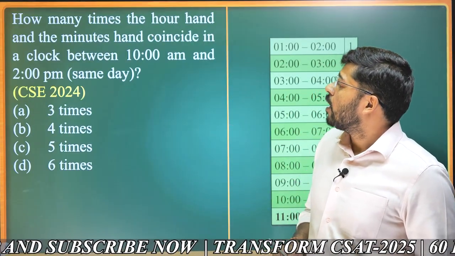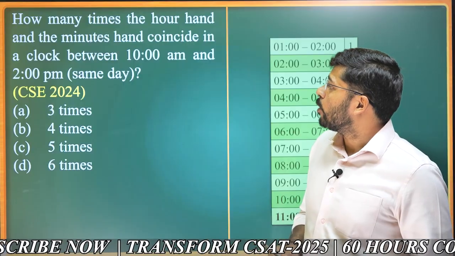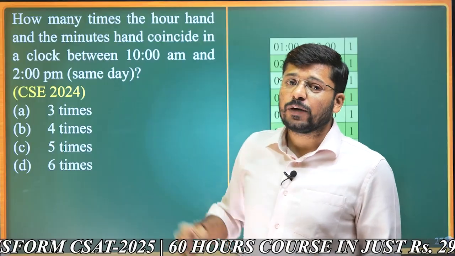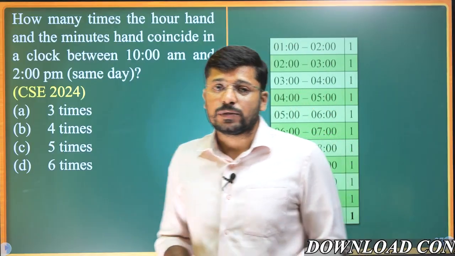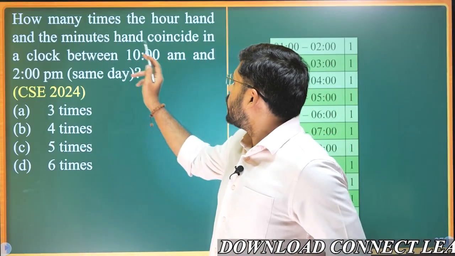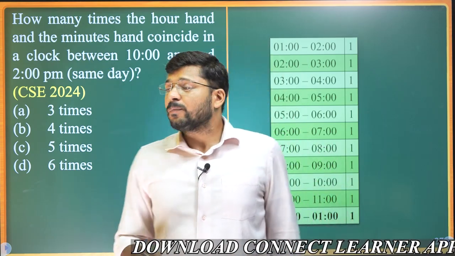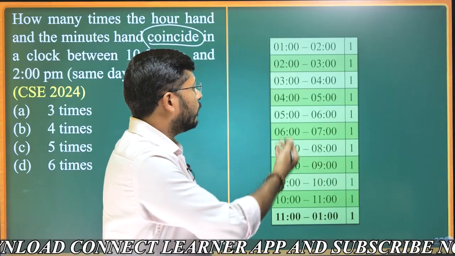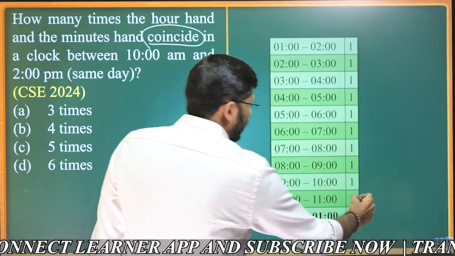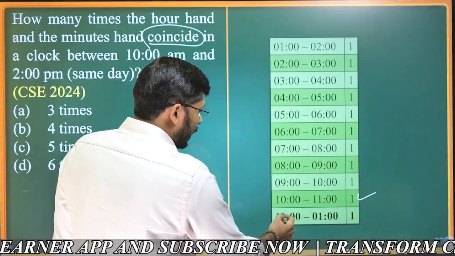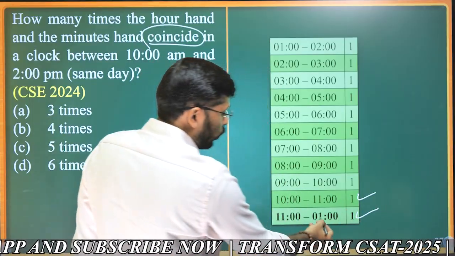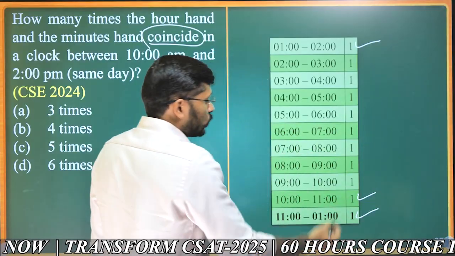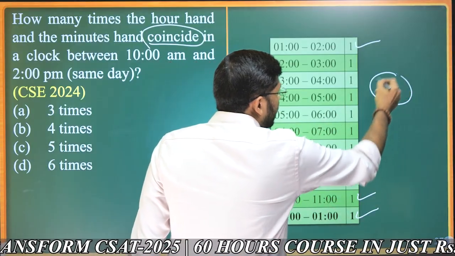How many times the hour hand and the minute hand coincide in a clock between 10 a.m. and 2 p.m. on the same day? This question was asked in the 24-year paper, and it is a direct question. Now, from 10 to 2, they want us to tell them how many times the hour hand and the minute hand will coincide. So we know right. From 10 to 11, they coincide once, and from 11 to 1, they coincide only once and not twice because of the exception. And then from 1 to 2, they coincide once. So totally, they coincide 3 times.